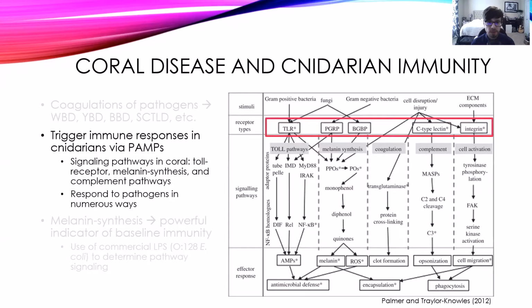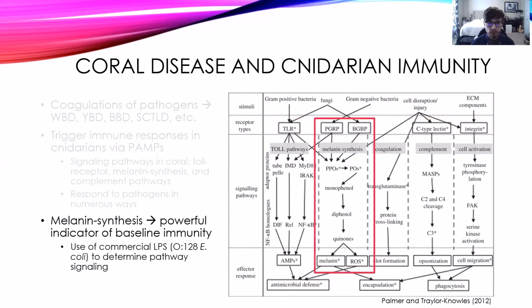And these pathogens trigger immune responses within coral organisms by the interaction of PAMPs, or pathogen-associated molecular patterns that are associated with pathogenic bacteria, onto PRRs, or pattern recognition receptors that are associated with coral hosts. There are several types of receptors, such as toll receptors in the toll receptor pathway and lectins in the complement pathway, and they all trigger a distinct immune response.